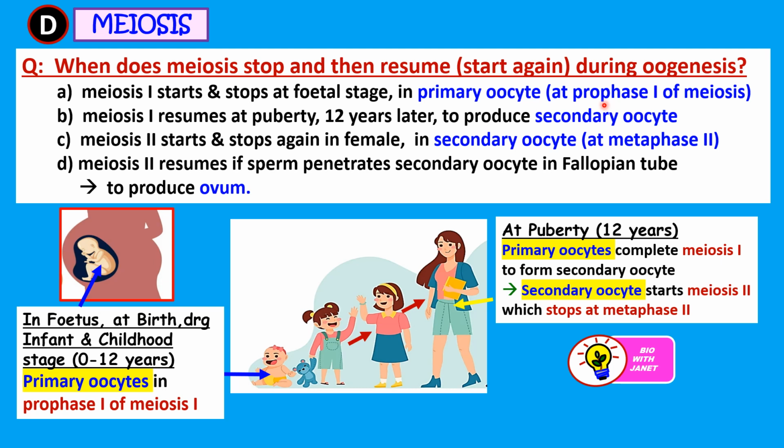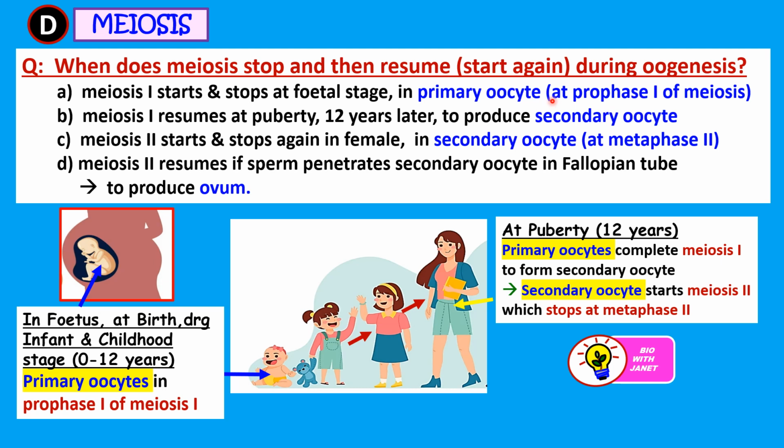stage of meiosis. Then in the fetus and at birth and during the infant stage through the childhood stage until about 12 years, the primary oocytes are at the prophase 1 stage of meiosis and they remain dormant or inactive until about 12 years later, when the girl reaches puberty. Then meiosis 1 resumes at puberty, about 12 years later from birth, to produce the secondary oocyte.